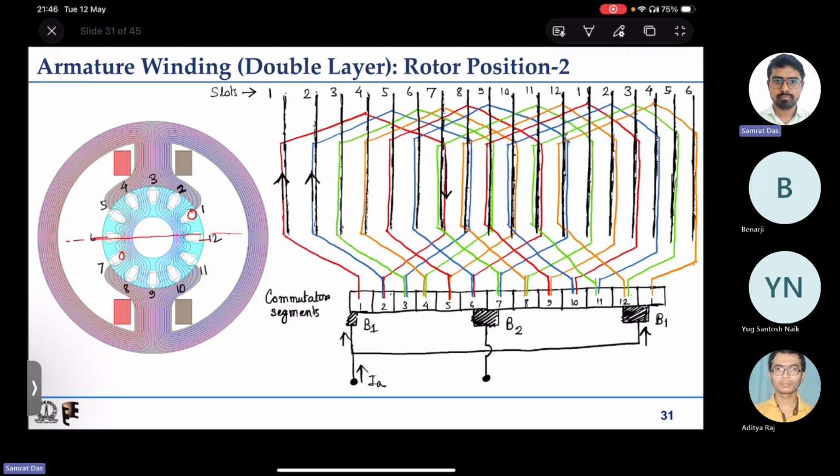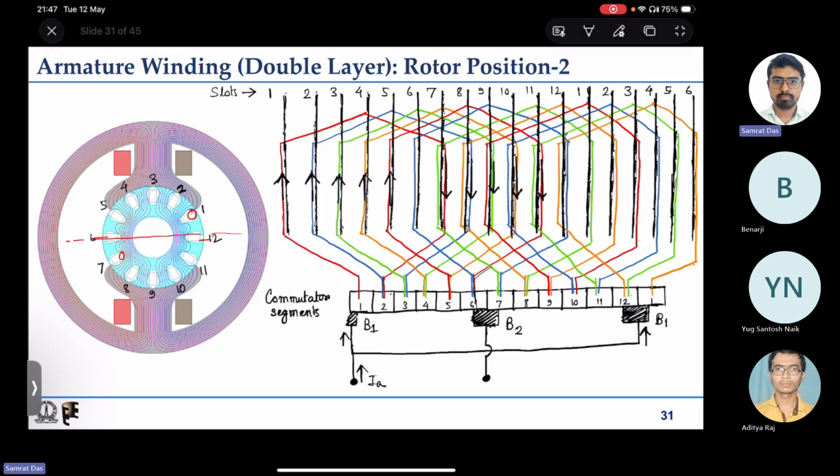Here it is the same, so I will do it quickly. To the blue one it will come back, to the green one it will go, the green one it will come back, it will go to the orange one, it will go up, the orange one it will come back here, then it will again get transferred to the red one, it will come back to the red one, and it has come back to the sixth commutator segment, and that is collected through this brush.